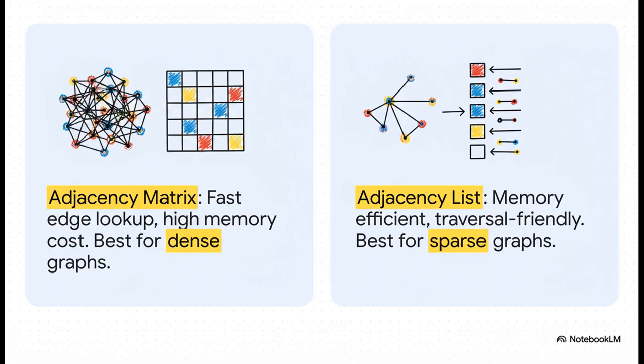Well, there are two main ways. The first is an adjacency matrix. You can just picture a big grid. It's super fast for checking if a connection exists, but man, it can eat up a lot of memory. It's best for dense graphs where almost everything is connected to everything else.